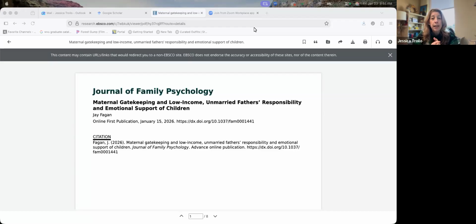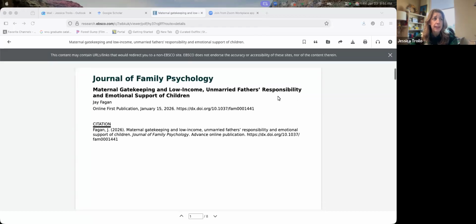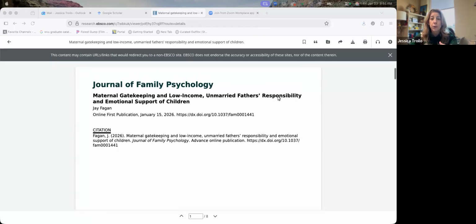But for those of you that, again, kind of struggled with finding a research article, I want to show you what a research article looks like, give you some hints for how you can tell if it's a research article or not. And then as I go through this article, I'm also going to give you some strategies for reading research-based articles. So let me know if this is helpful for you.